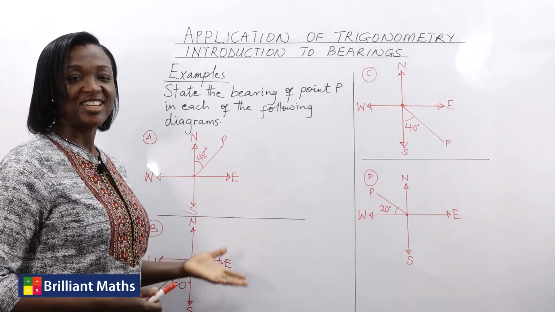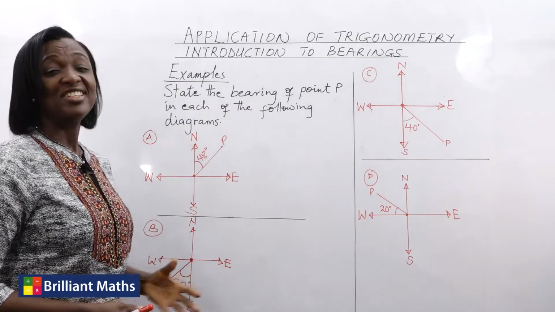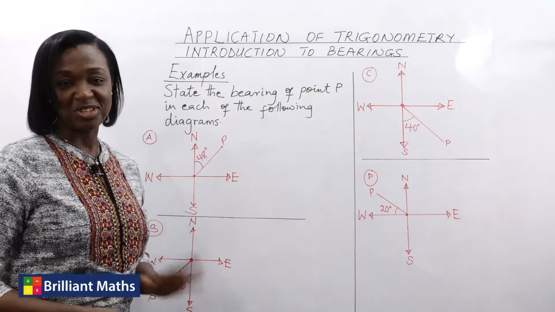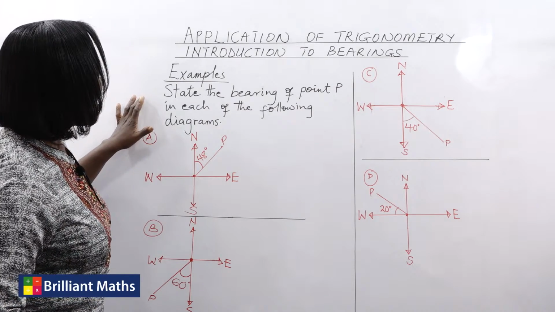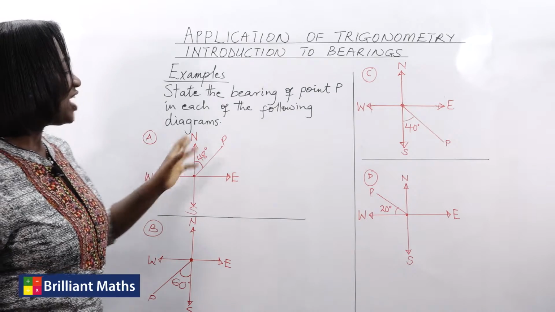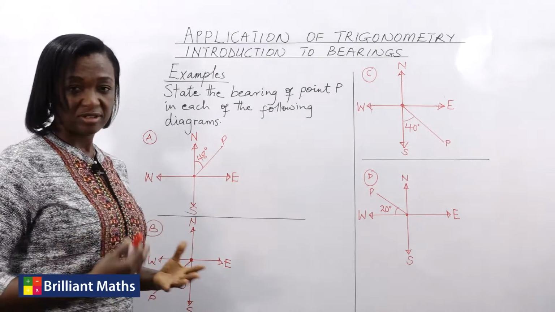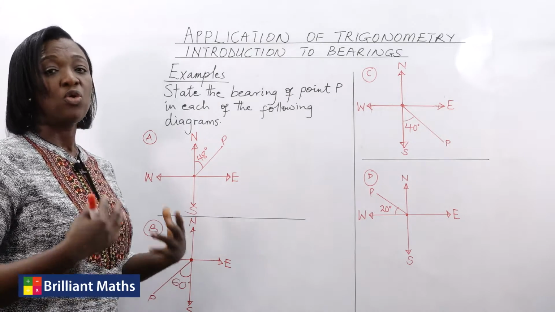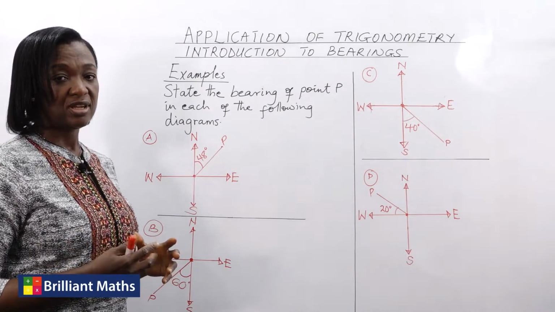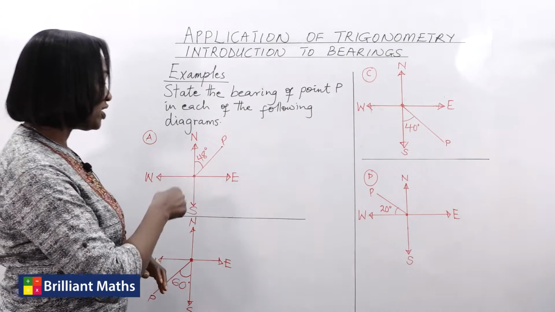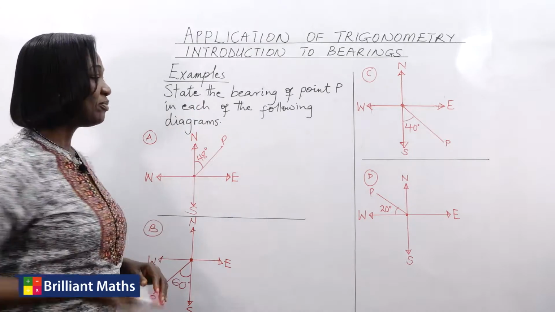In this part of the lesson, we want to look at introduction to bearings. Bearings is a very interesting topic, so pay attention and let's work together. State the bearing of point P in each of the following diagrams. Bearings are just directions, all right? And there are a few points you need to know about bearings. They are written in 3 digits. And bearings are clockwise from the North Pole. So it goes clockwise from the North Pole.